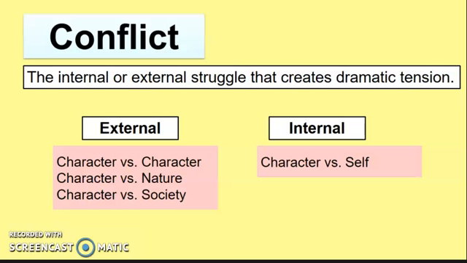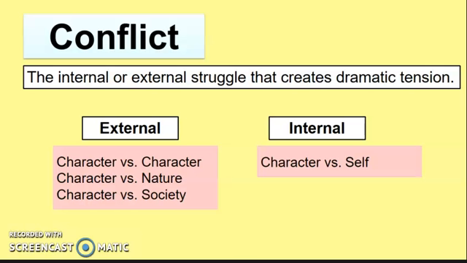Next is the conflict. Conflict is essential to plot. Without conflict, there is no plot. When we say conflict, this is the internal or external struggle that creates dramatic tension. Conflict does not involve just arguments, but rather any form of opposition that faces the main character.